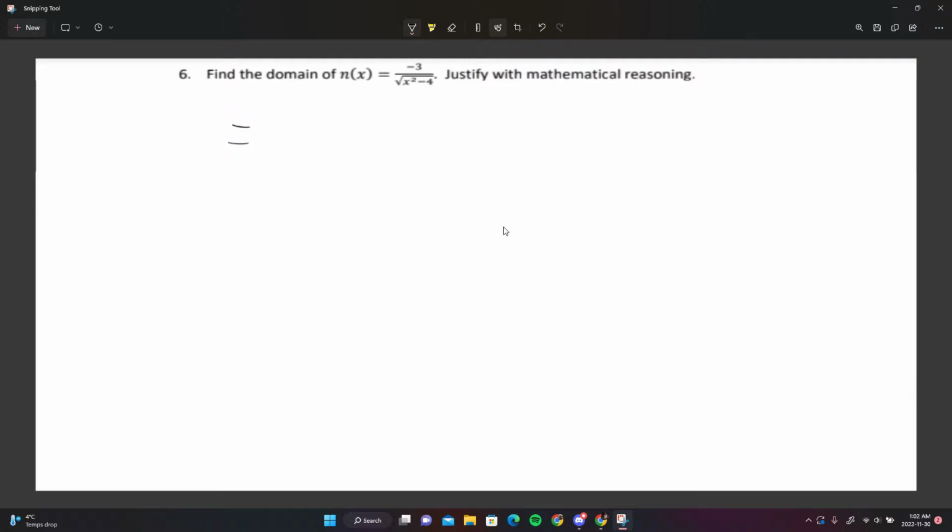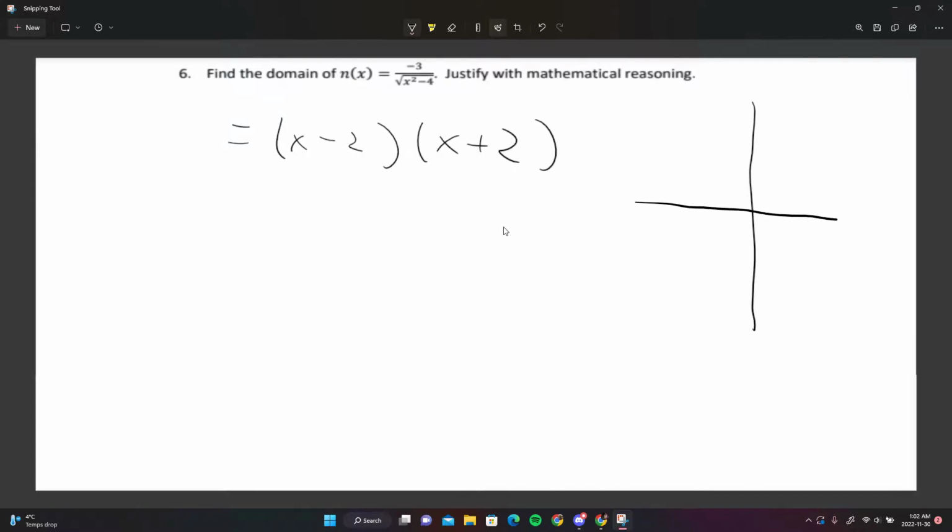x squared minus 4 is just a difference of squares. So x minus 2, x plus 2. So these are our x-intercepts for the function inside the square root. So -2 and 2, just like the last question, it's going to look like a parabola going through our x-intercepts, right? But there's some important things to note here that weren't on 5.